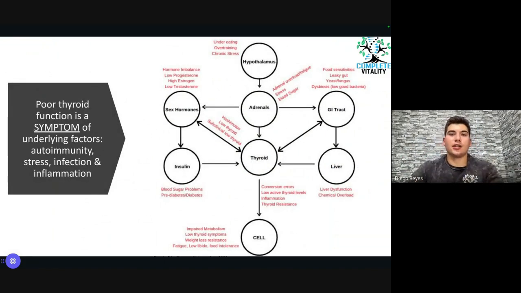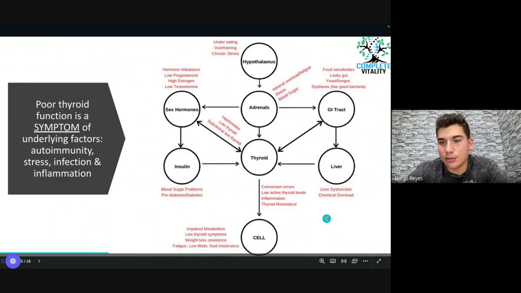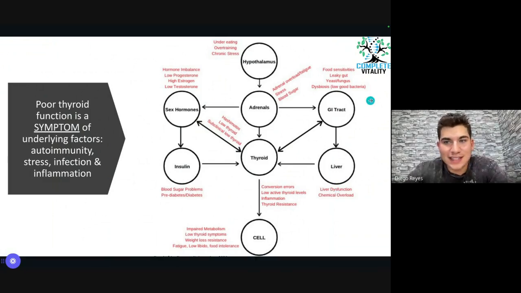If we look at it broadly here, if we are under eating, overtraining, and dealing with chronic stress, that's going to dampen the hypothalamus, which is going to dampen the signal to the pituitary gland to create TSH. I'm going over it quickly, but I hope this is all making sense. Hormonal imbalances are going to happen with poor thyroid function, Hashimoto's, obviously blood sugar problems, impaired metabolism, liver dysfunction, food sensitivities, leaky gut, yeast, fungus, dysbiosis, adrenal fatigue, stress, blood sugar. This is all stemming from poor thyroid health.